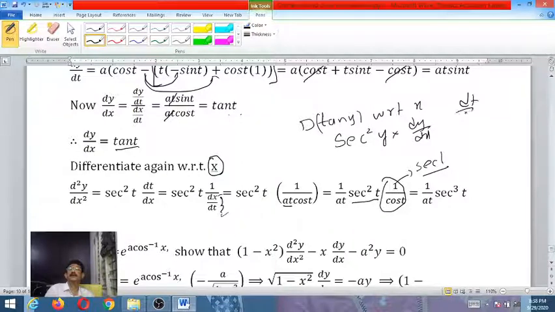Look at here. dt by dx is nothing but the reciprocal of dx by dt. We can transfer this to the numerator, so dt by dx is the same as 1 by dx by dt. So this is the answer. Remember, the derivative of tan t with respect to t is just secant square t. But with respect to x, it is secant square t into dt by dx. If in place of t we have y, it is secant square y into dy by dx. Here we have t, so it is dt by dx.